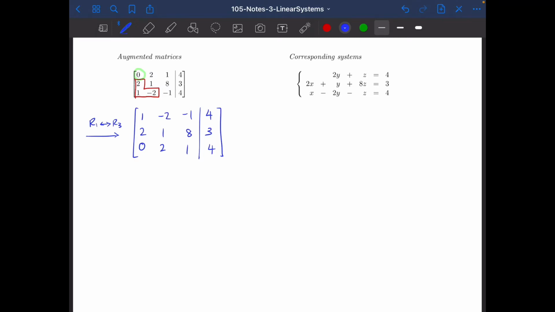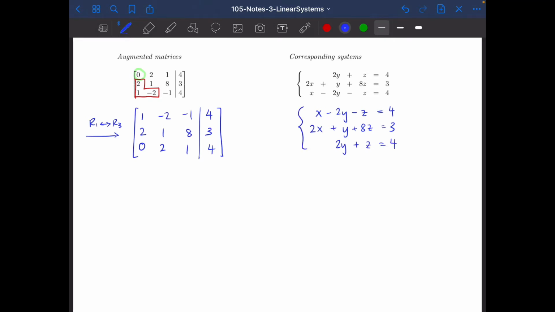Now what is the corresponding linear system? Well, from the first row of the augmented matrix, I get the equation 1 times x minus 2 times y minus 1 times z equals 4. From the second row, I get the equation 2 times x plus 1 times y plus 8 times z equals 3. From the third row, I get 0 times x plus 2 times y plus z equals 4.